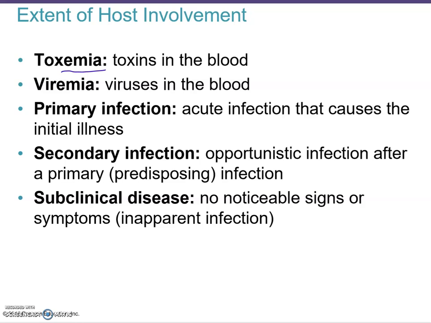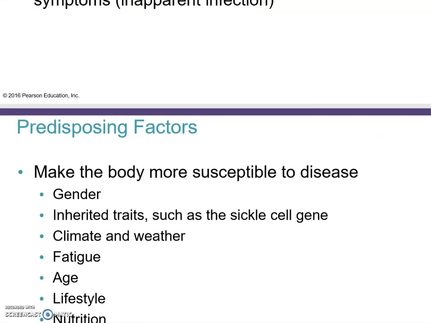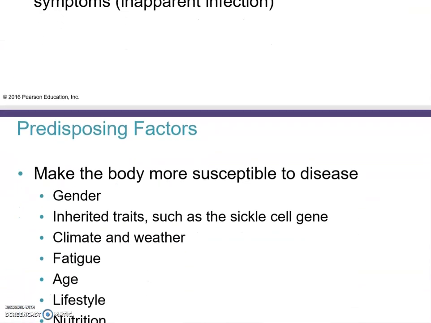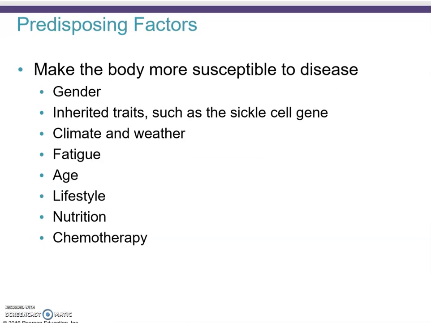Subclinical disease means you have no noticeable signs or symptoms. It's something that doesn't require you to go see your doctor, make an appointment, or go to the hospital, for example. So now moving on here to predisposing factors.